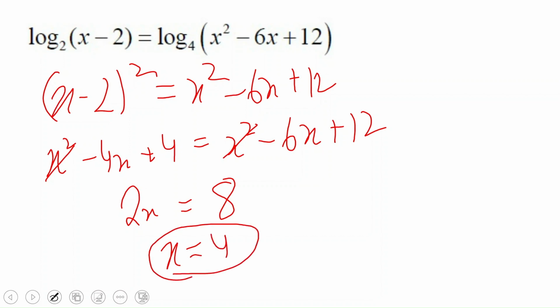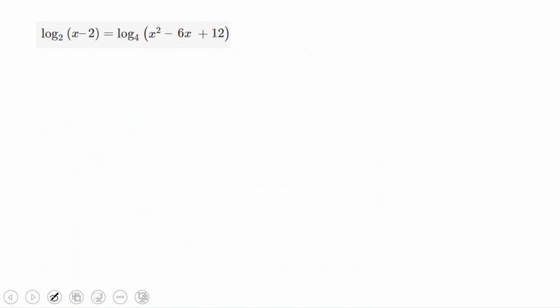There's only one solution to this. Now you can put this on your calculator and try that out. Log base 2 of 4 minus 2 is going to be 1. Log base 4 of 4 squared minus 24 plus 12 is going to be 1 as well. So x is equal to 4 is the correct answer. All right. This is the second question.